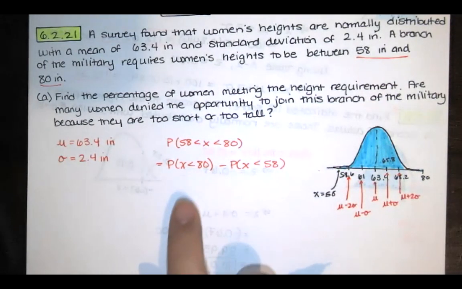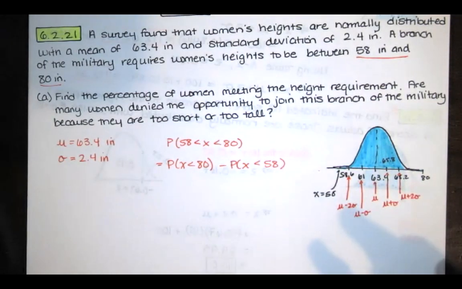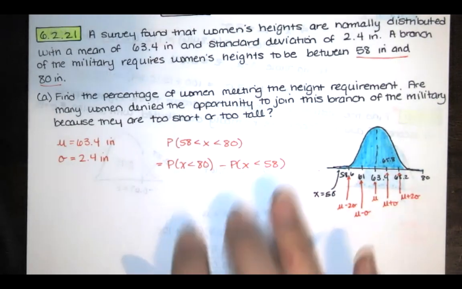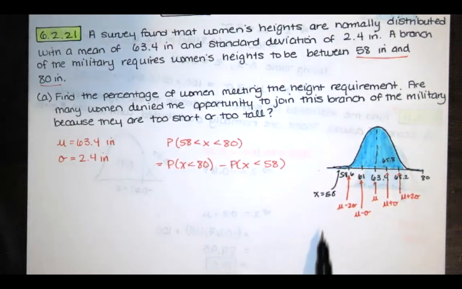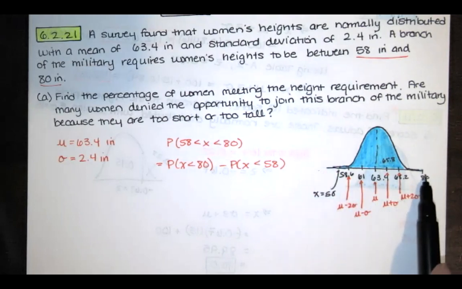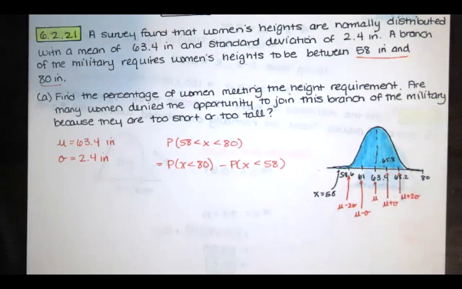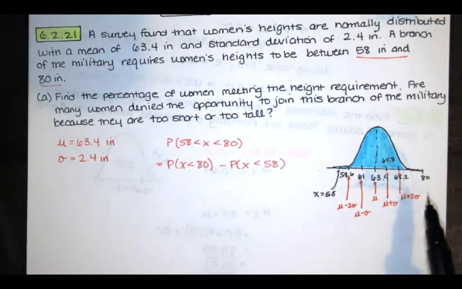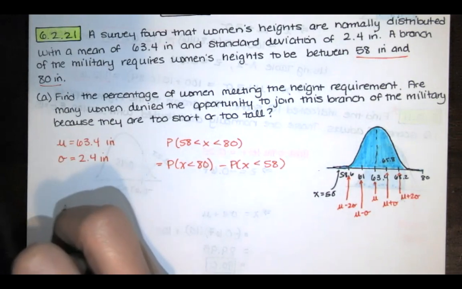In order to find these two probabilities, I'm going to convert to the corresponding z-scores. I expect that one to be close to -2, a little bit more negative than -2. And this 80 is way out there. I'm expecting that to be over 3. That's lots of deviations above the mean, given that our standard deviation is 2.4. But let's convert to prove that.